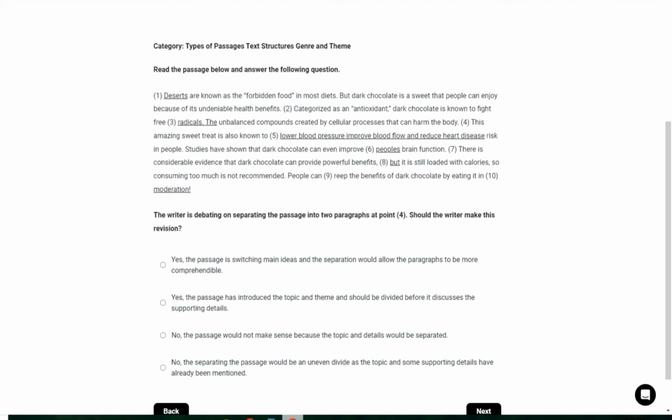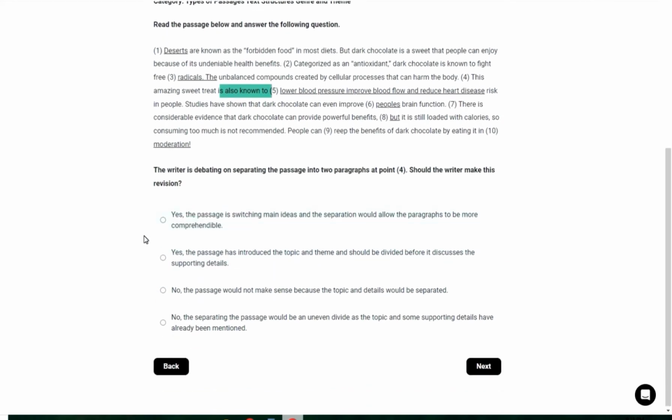All right, welcome back in. The writer is debating on separating the passage into two paragraphs at point 4. So this one's talking about the sentence before, about how it has an antioxidant that can help fight unbalanced compounds that can harm the body. And this one's saying it's also known to, and so if it's saying also, it means it's referring back to the previous sentence. And so it wouldn't really make sense to just split it into two paragraphs when they're talking about the exact same thing, and it's referring to the previous thought. And so should this author make the revision? Our answer should be no, but we need to pick the correct reasoning, but that helps eliminate A and B.